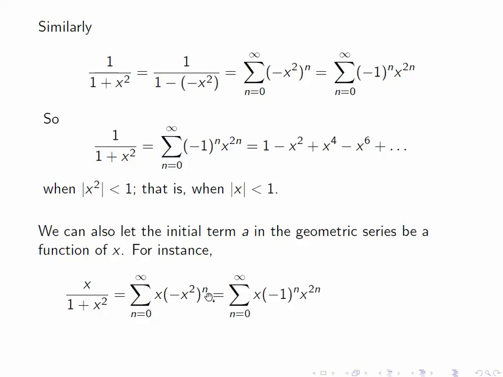So if we expand this out using basic algebra, that's the sum of x times minus 1 to the n times x to the 2n, and then combining the x to the power 1 and the x to the power 2n, we get the sum n equals 0 to infinity of minus 1 to the n x to the 2n plus 1. And this equality is valid when x has absolute value less than 1, just as in the previous case.